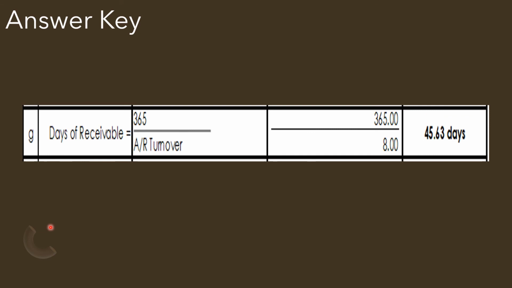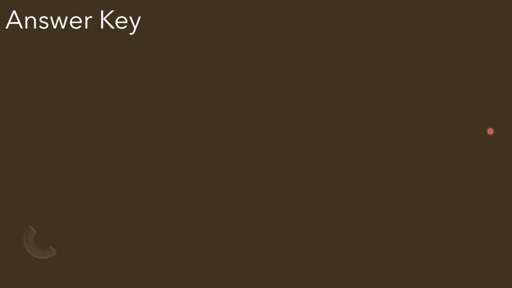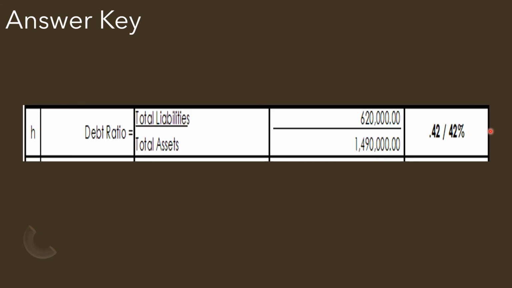Next, days of receivable, same lang din, 365 over your AR turnover. So, you have 365 over 8. Should be getting 45.63 days, or you can round it up to 46 days. That's fine with me. Now, that ratio is simply your total liabilities over your total assets.